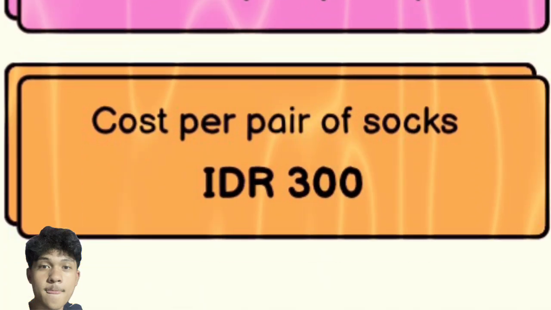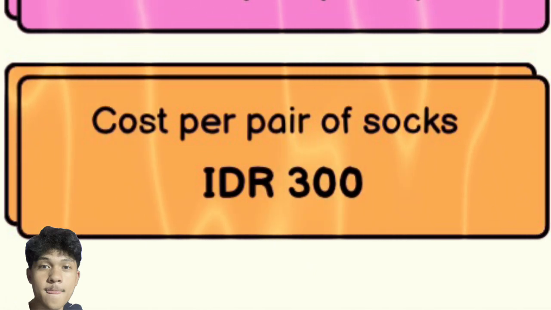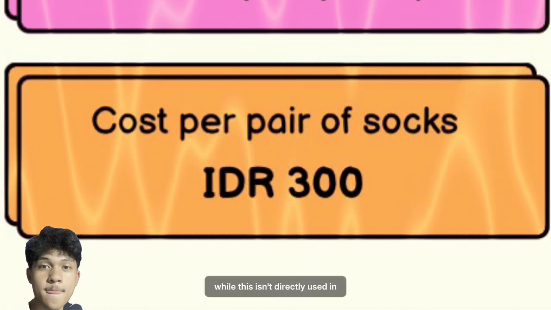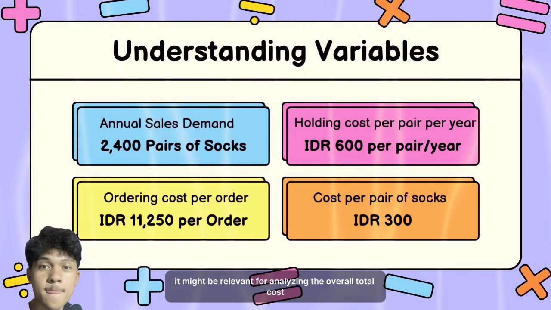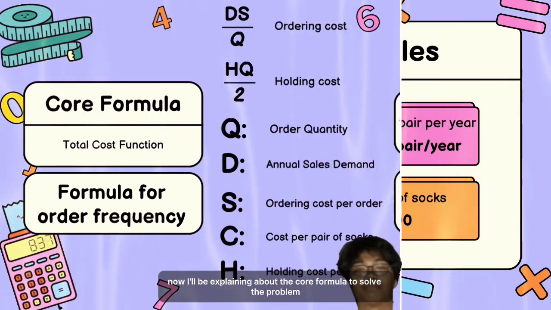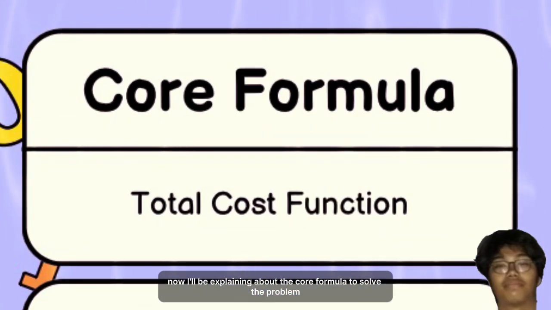And the last one, unit cost per pair of socks. Per pair of socks is 300 Indonesian rupiah. While this isn't directly used in calculating the economic order quantity, it might be relevant for analyzing the overall total cost. Now, I'll be explaining the core formula to solve the problem.